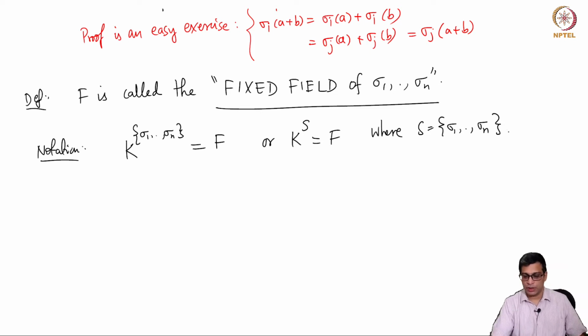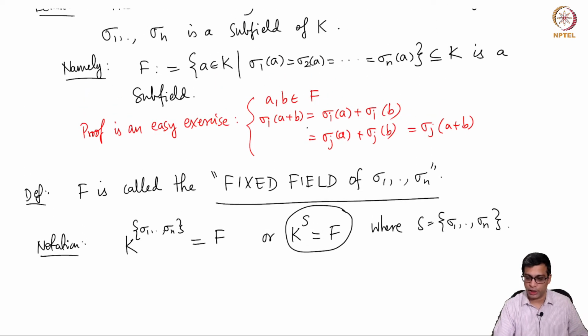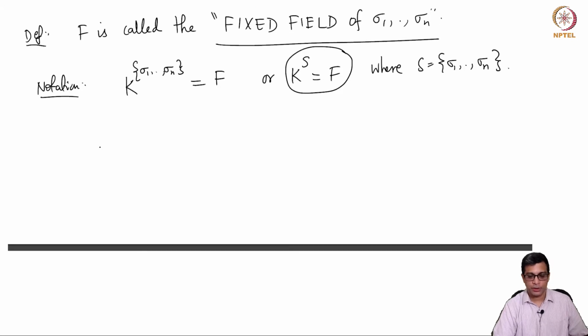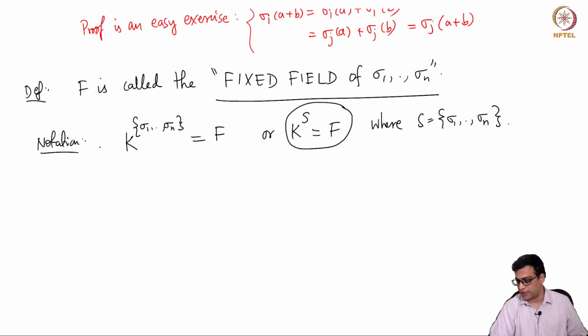Okay, so these are the notations we follow. Now this really makes sense if you have at least two elements, right? Because if you have only one element, there is no condition. So sigma 1 of A. If you have a single homomorphism, if n equal to 1, the fixed field is K itself. Okay, so this is called the fixed field.